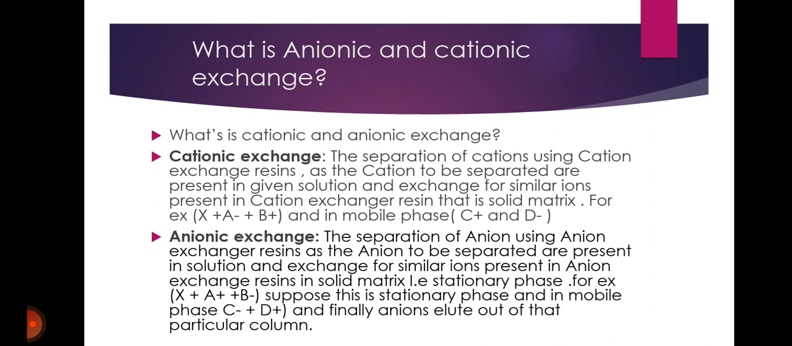So A is nothing but agarose, which is charged negatively and it will of course attract positively charged cations. So here B plus is a cation which further gets exchanged with C plus, which is a cation in the mobile phase. This is how cationic exchange is done, and finally the cations are eluted from the column. Anionic exchange is the separation of anions using anion exchanger resin, as the anions to be separated are present in a solution and exchange for similar ions present in the ion exchanger resin in a solid matrix, and finally the anions are eluted out of the particular column.